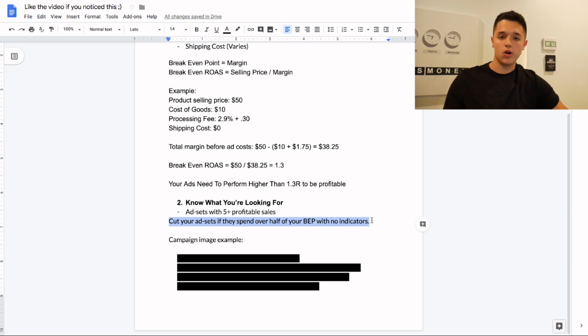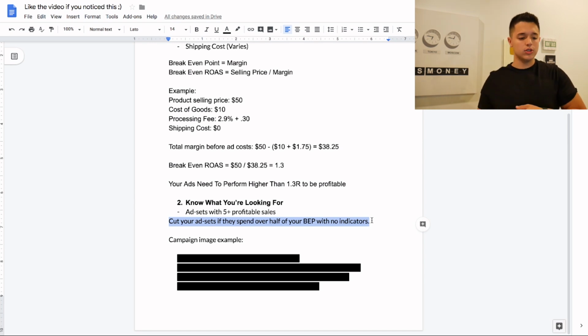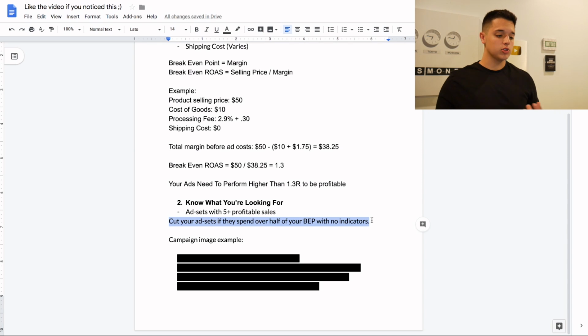And when I say an indicator, I'm talking about add to carts, okay? Anything along those lines. Add to carts, checkouts initiated. Some people don't have purchases at the beginning, but add to carts are always something I'm going to be looking for as a main indicator when it's spent over half of the break-even point with no purchases yet.